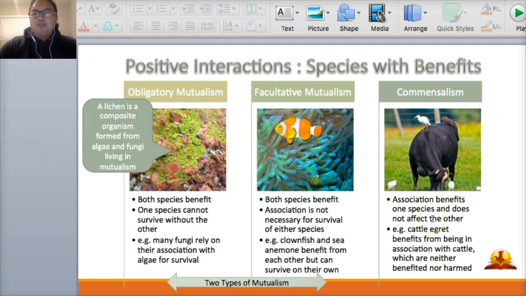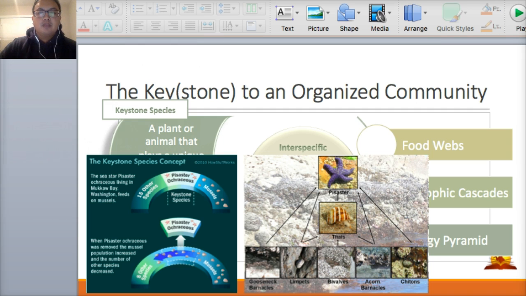Commensalism is when one species benefits, but the other doesn't really get anything out of it. So for example, a cattle egret, the bird up here, benefits from being on the cattle, or on a cow or bull or anything, but this gigantic cow gets nothing out of it, and the bird gets a place to live and gets to eat stuff off of it, things like that. So that's what they call commensalism.